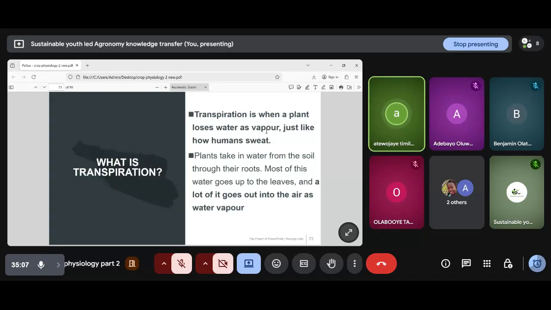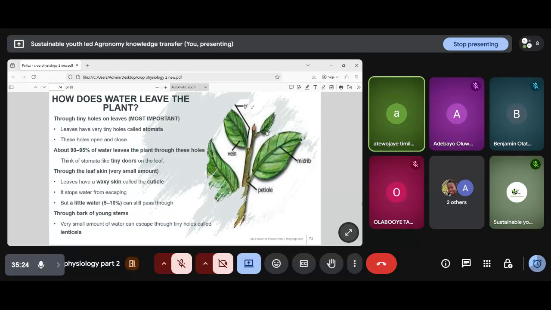So when we use water, it's just like human sweat. That's how plants sweat. Plants take in water from the soil through the roots. Most of the water goes to the leaves, and a lot of it goes out into the air as water vapor. So transpiration is like how plants sweat. Do you get that? Can we move on because of time?